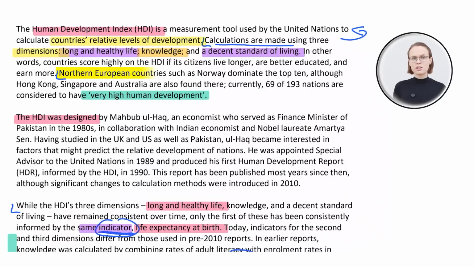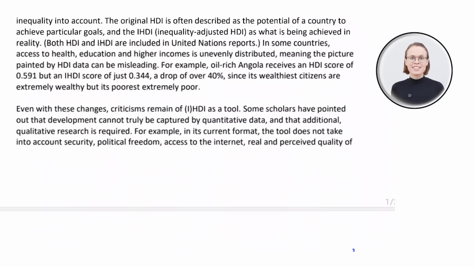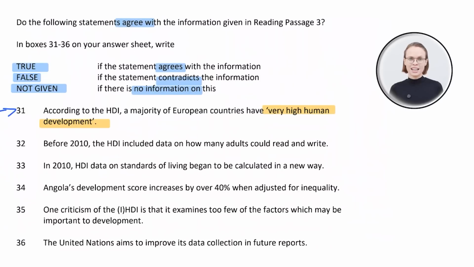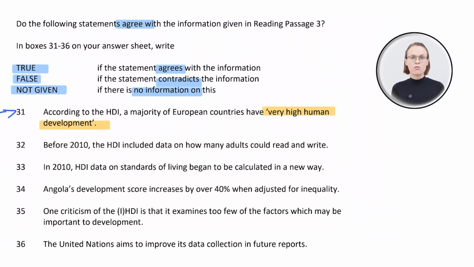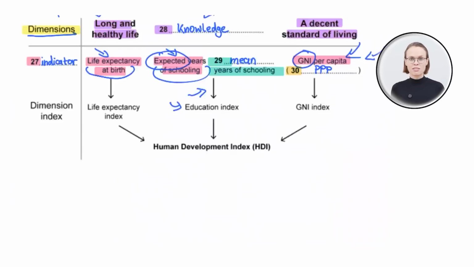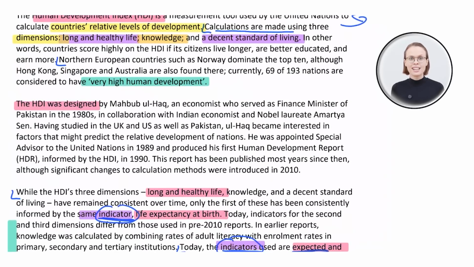Northern European countries such as Norway dominate the top 10, although Hong Kong, Singapore and Australia are also found there. Currently, 69 of 193 nations are considered to have very high human development. Now, let's take a look at the statement again. What does the statement say? It says that a majority of European countries have very high human development according to the HDI. Does the passage say that? The passage says that Northern European countries, such as Norway, dominate the top 10, and that 69 of 193 nations are considered to have very high human development.